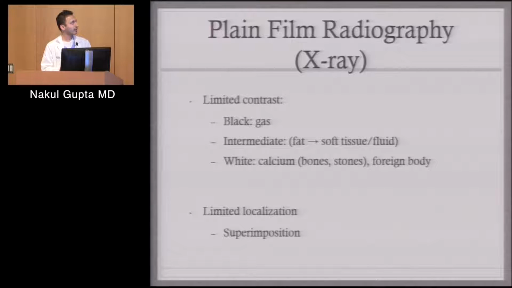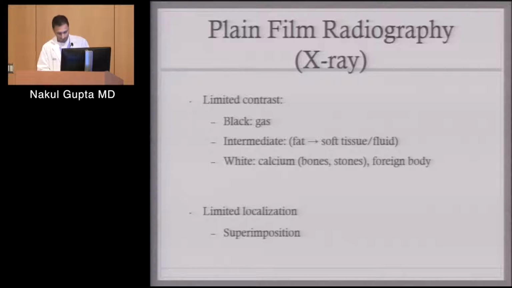You'll then have more intermediate shades of gray, which will be fat, which will be slightly more lucent. Slightly more gray than soft tissue or fluid, which will be whiter or more dense on an x-ray. And then completely, very bright white are things like calcium, bones, metal, foreign bodies, provided that they're metallic or radio-dense.